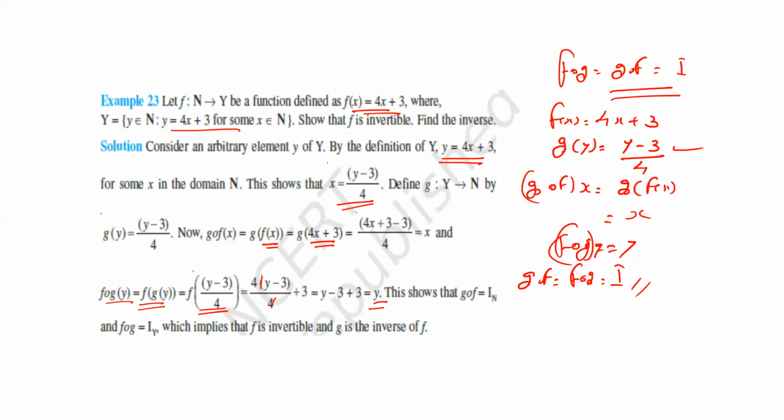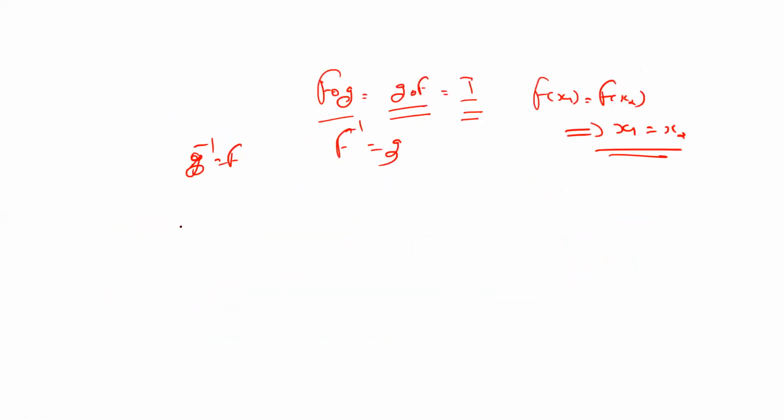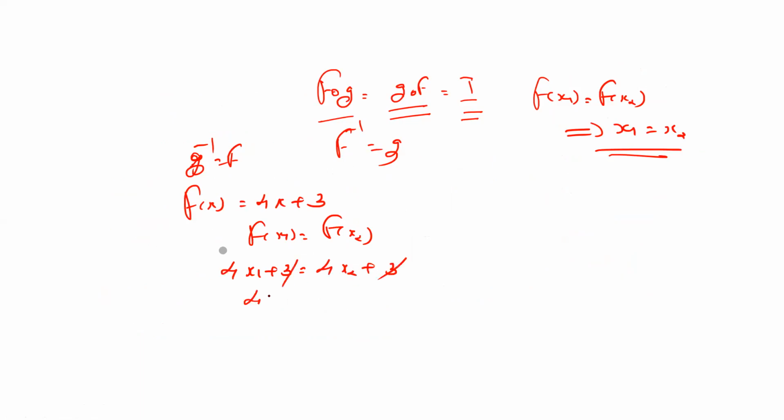The same problem you can do another way. You see, f of x is equal to 4x plus 3. You have to show that it is 1-1. How to show it is 1-1? You take f of x1 is equal to f of x2. So 4x1 plus 3 is equal to 4x2 plus 3. 3, 3 cancel. So 4x1 is equal to 4x2. 4, 4 cancel. So you are getting x1 is equal to x2. Therefore, the function is 1-1.